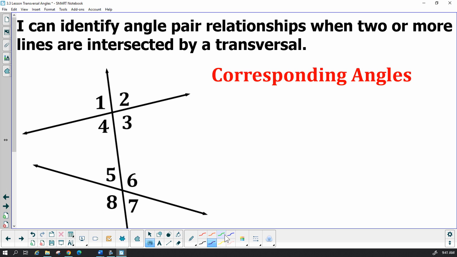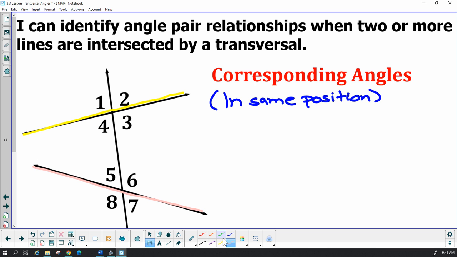Our last type of angle pair is a little different. Our corresponding angles. Corresponding sort of means in the same spot or in the same position. So we have our yellow line and our pink line. And it might be helpful if you have different colors to actually do this. You don't have to choose the same as me. You can choose different colors.